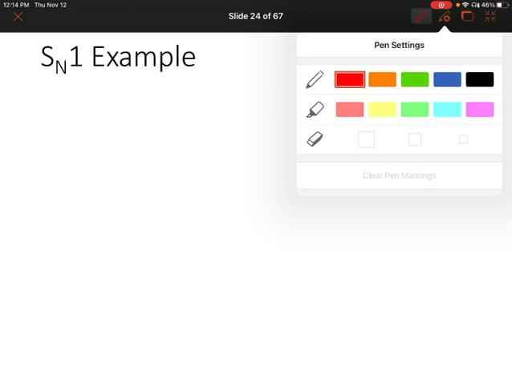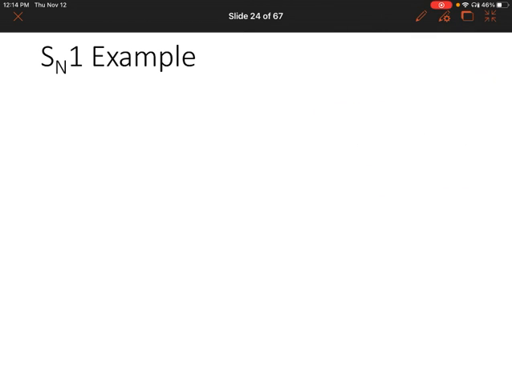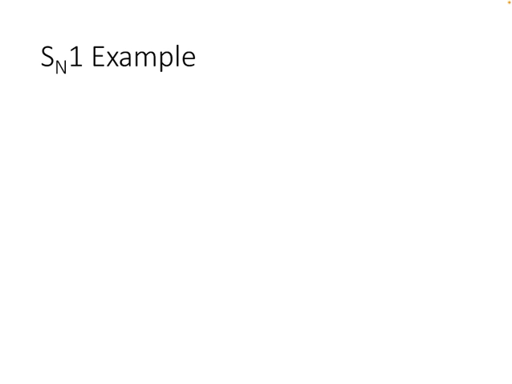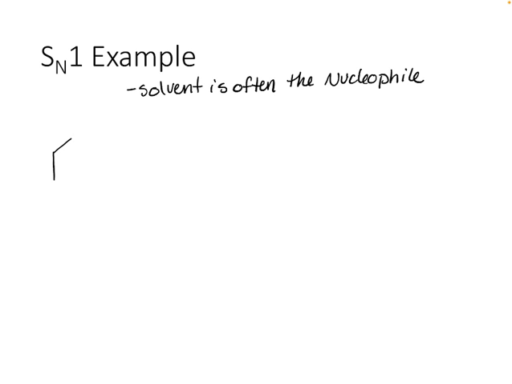Hi everyone! In this video we are going to use what we learned about nucleophiles and apply that to an SN1 example. Now often what we can do in a substitution reaction is choose a solvent that is the same as the nucleophile, and that makes things a lot easier. This isn't always the case, but often enough we can use this method. So let's look at an example where the nucleophile is the same as the solvent.